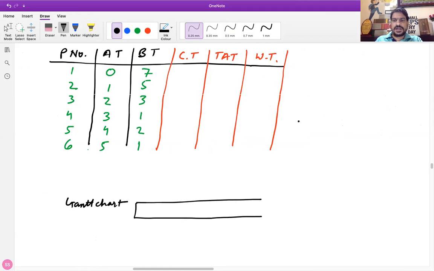Okay. Now let's go for time t0. At time t0, what are the processes that are available? At time t0, we have only process 1 available. Now, if we have only process 1 available at time t0, the burst time is 7, and we cannot compare it to anyone, right? So we have to put P1 into the Gantt chart.